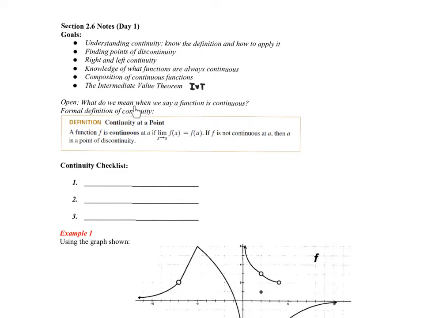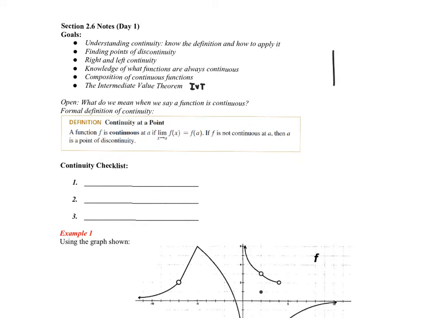Okay, so an opener. What do we mean when we say a function is continuous? So here's the formal definition of continuity. Continuity at a point. A function f is continuous at a point a if the limit as x approaches a of f of x equals f of a. If f is not continuous at a, then a is considered a point of discontinuity.